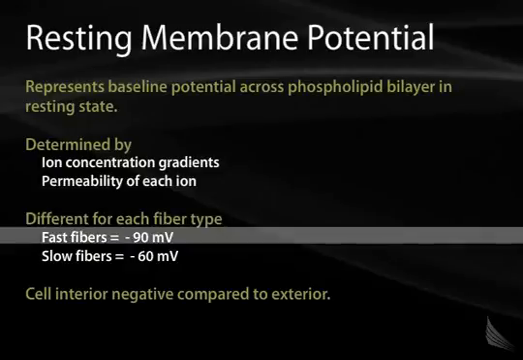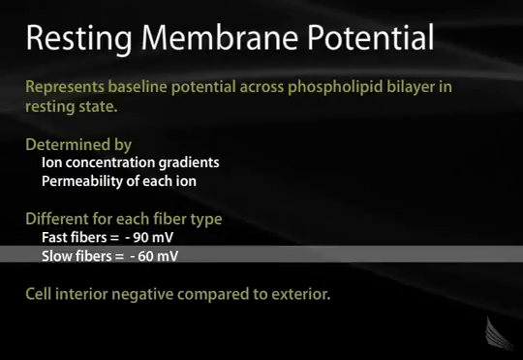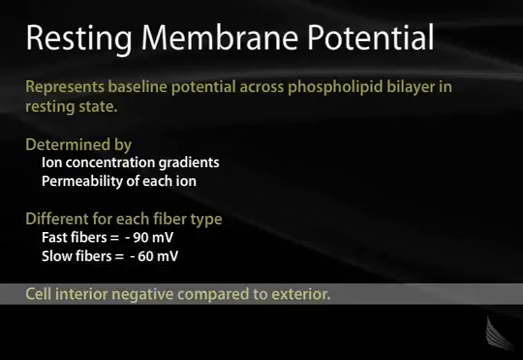In fast fibers, such as ventricular myocytes and atrial myocytes, the resting membrane potential is negative 90 millivolts. That means that the interior of the cell is more negative than the outside, and the difference is 90 millivolts. For the slow fibers, or the SA node and the AV node, those cells have an interior voltage of negative 60. In both cases, the interior is negative compared to the exterior. This negativity is generated mostly by the sodium-potassium ATPase.